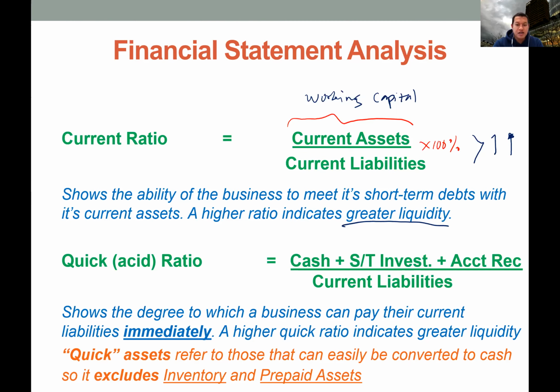Okay, so the formula is cash plus short-term investment, which is easily converted into cash within a short period, plus account receivable, which is also easily converted into cash. We sum these three and then divide by total current liabilities. You can multiply this by 100%.